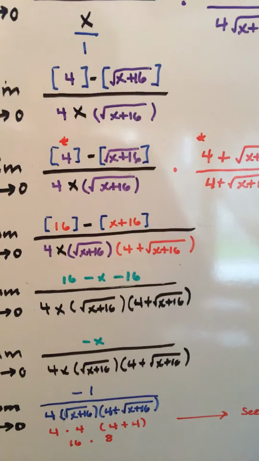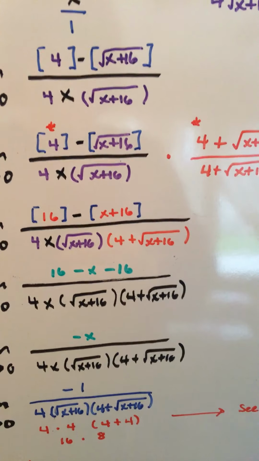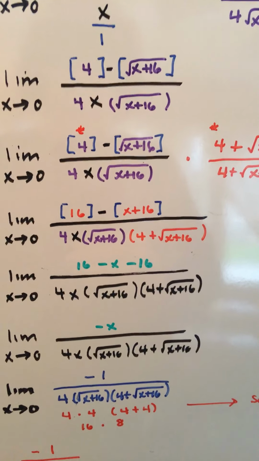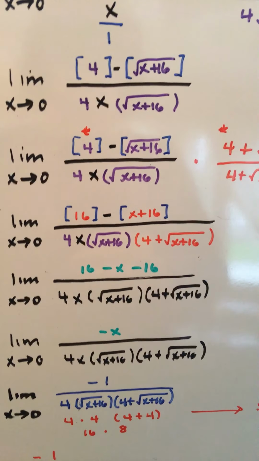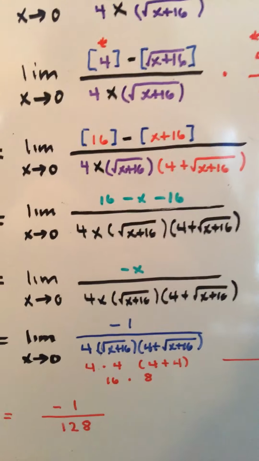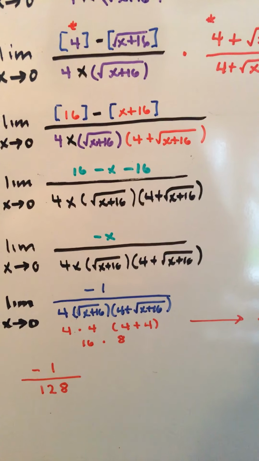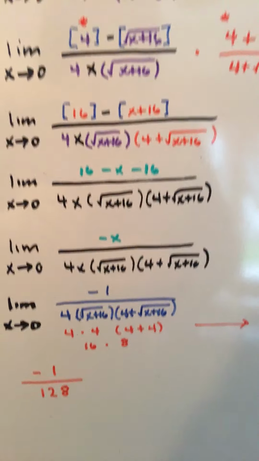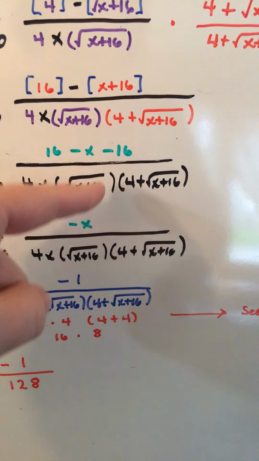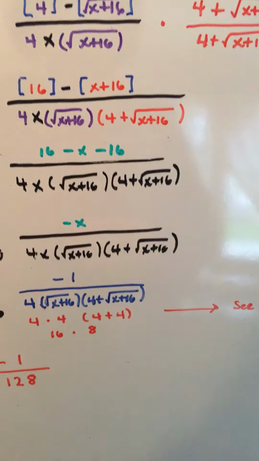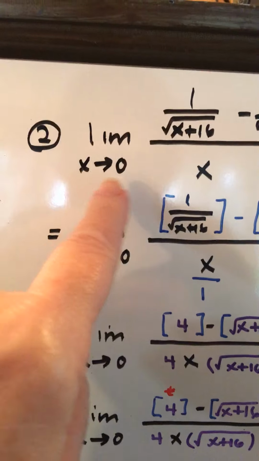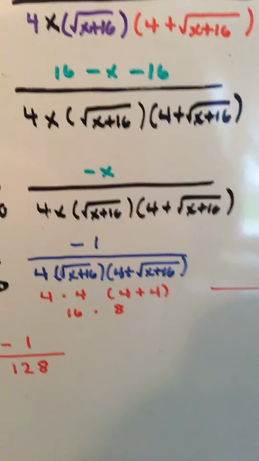And so now I distribute, and I get 16 minus x minus 16. I simplify the numerator and get negative x. Notice we keep rewriting that denominator. I factor and reduce, delivering that baby. We needed to get rid of x because that's what made it 0.